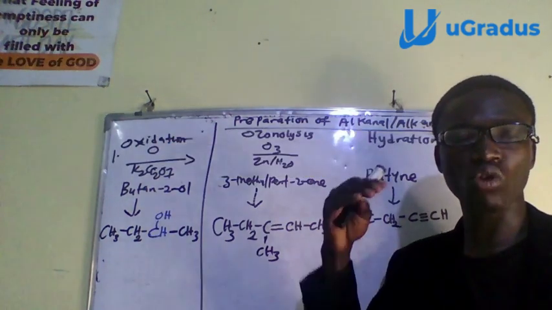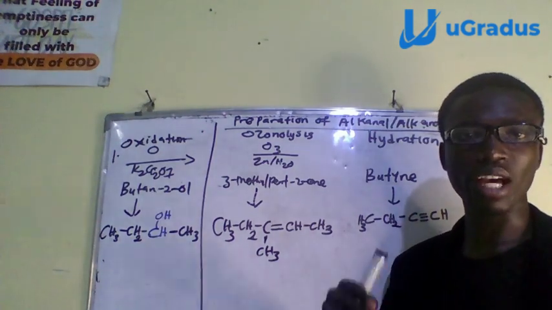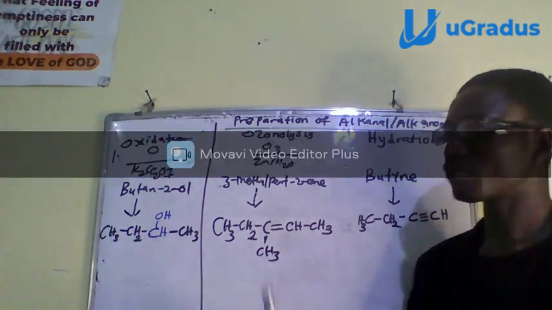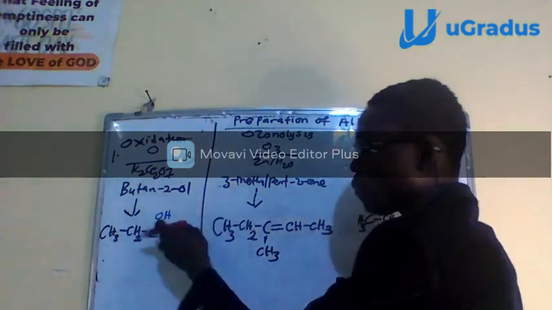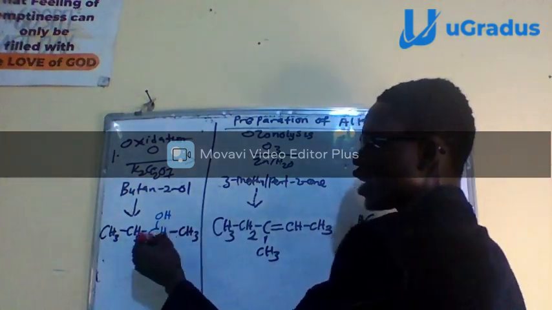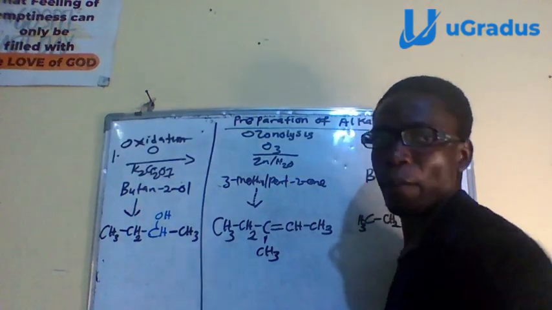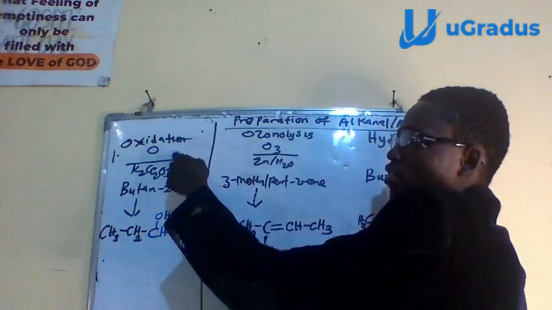In an alkanal, we have the doubly bonded oxygen at the edge, while in an alkanone, we have the doubly bonded oxygen somewhere in the middle. Let's go with this reaction. Firstly, locate your alpha carbon. The alpha carbon is this carbon in blue pen. Now, what do you do to it in oxidation? Don't forget, this is the reaction condition.